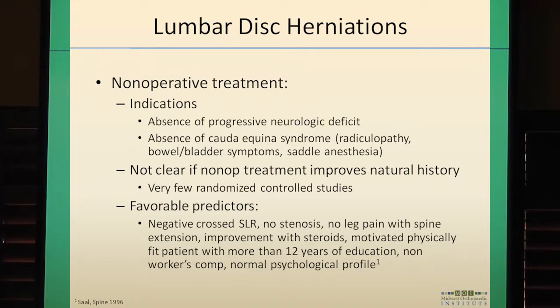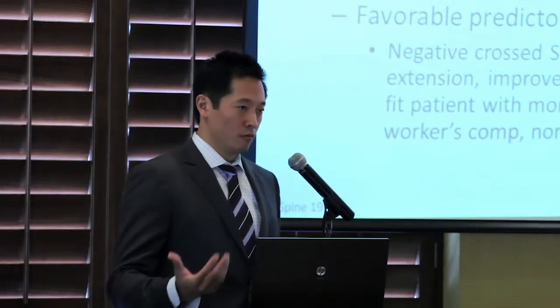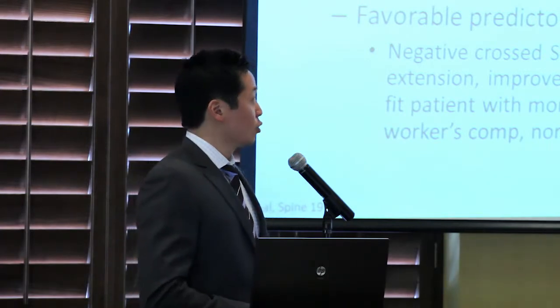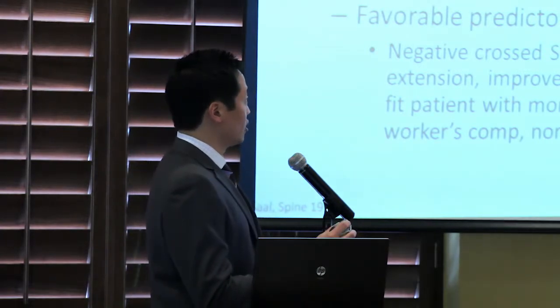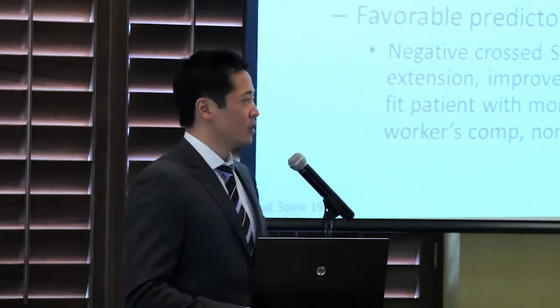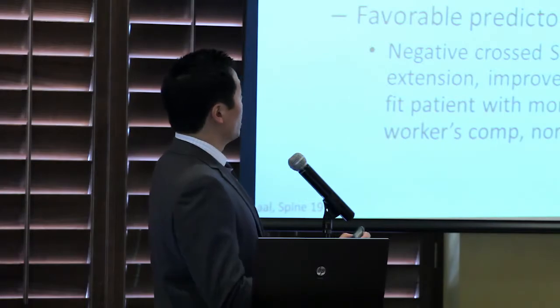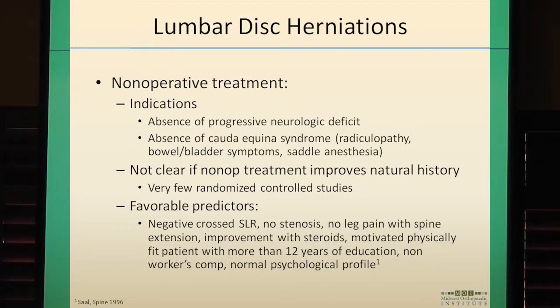The absence of cauda equina syndrome. So cauda equina syndrome is a situation where patients are developing loss of their control of urine or bowel function, as well as saddle anesthesia, so anesthesia in their perineal region. They get numbness and tingling there. This is a sign that patients need to have decompression in a relatively urgent manner. So in the absence of that, and these are both relatively rare phenomena, non-operative treatment is preferred.